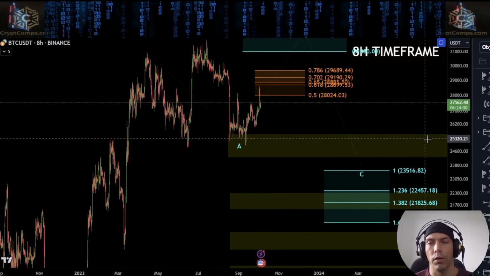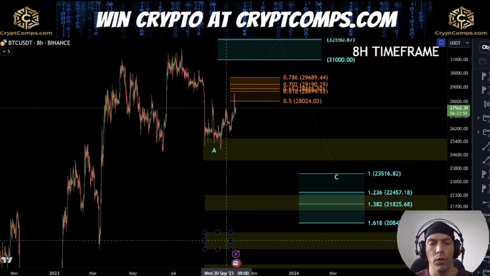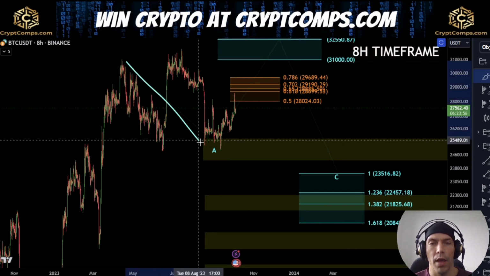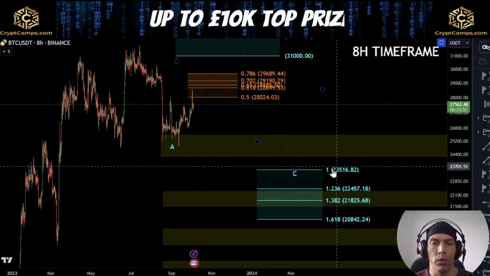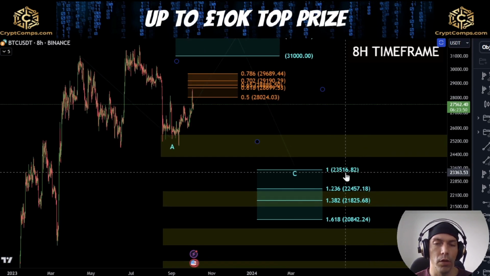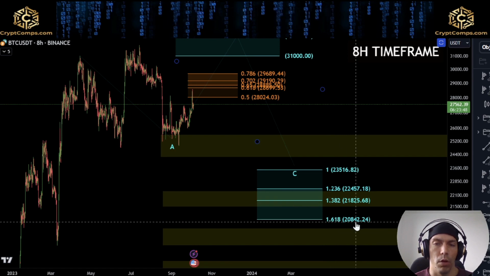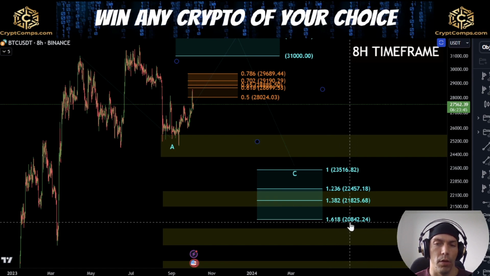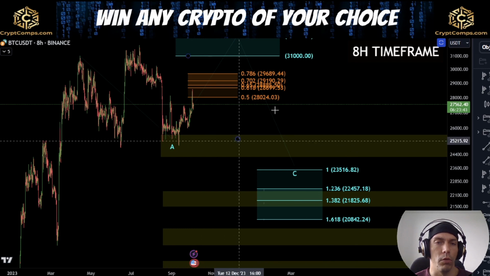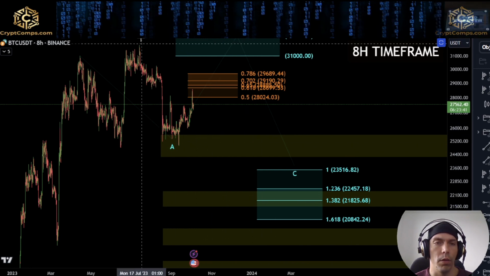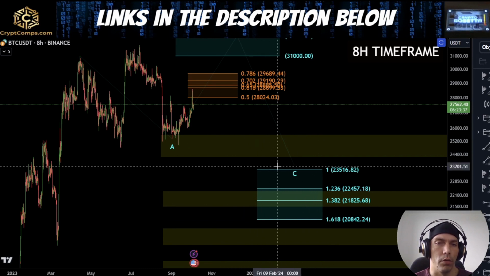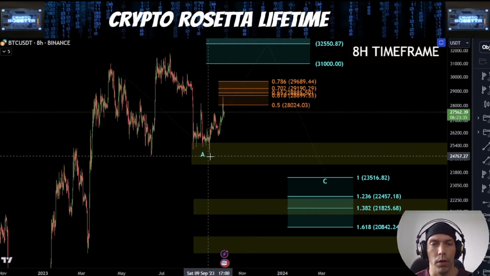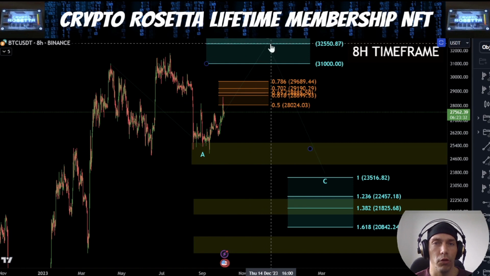If we start to break down from our current level, then the potential is here that we could see this become A, B, and C, and we could be looking for a move down here towards the zone of this 23516 to this zone of this 1618, which would be here at this 20,842. So this is the area I'm looking out for, that if this is an A wave here, we could potentially still see a move down into these levels. Obviously, we would need to break down and start to get a C wave structure to the downside.